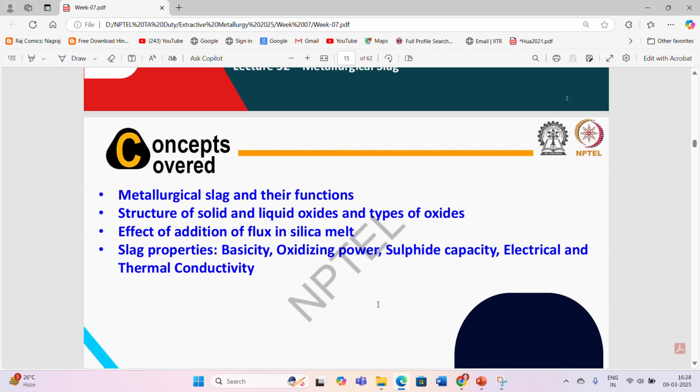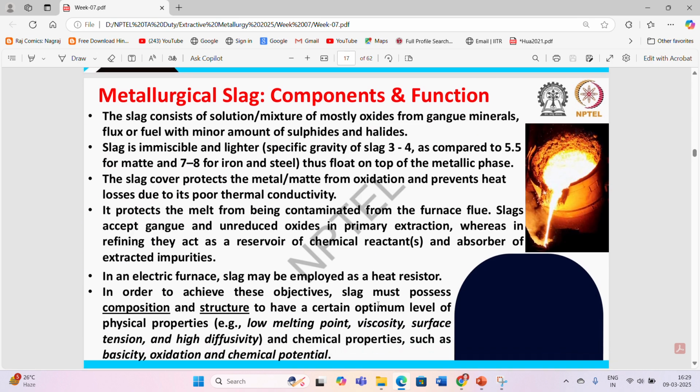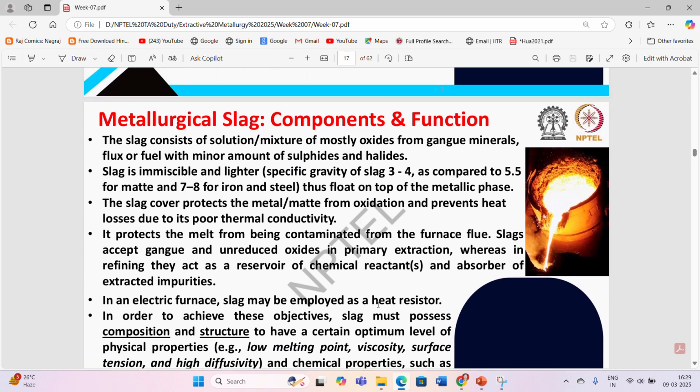Okay, so we talked about the smelting process. Now coming to the slag formed during the smelting processes. Metallurgical slag consists of a solution or mixture of mostly oxides from gangue minerals. For example, if we talk about iron oxide, the slag will generally consist of silica and alumina as slag material.